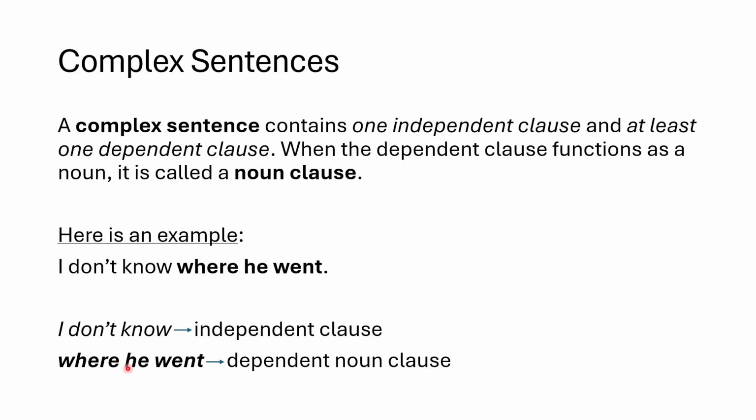A complex sentence contains one independent clause and at least one dependent clause. When the dependent clause functions as a noun, it is called a noun clause. Here is an example. I don't know where he went. The dependent noun clause, where he went, is acting as the object of know. I don't know is the independent clause. Where he went is the dependent clause, which is the noun clause.